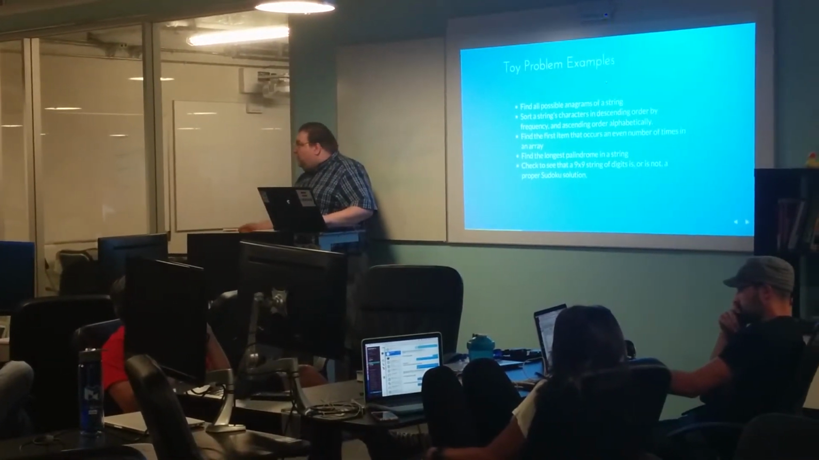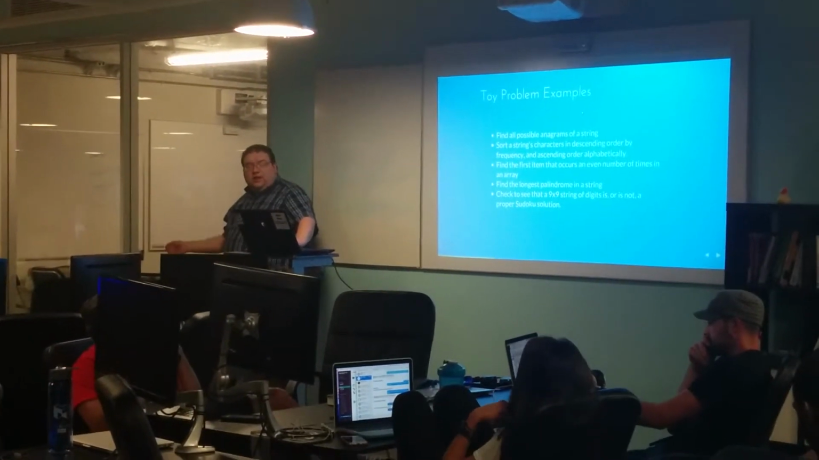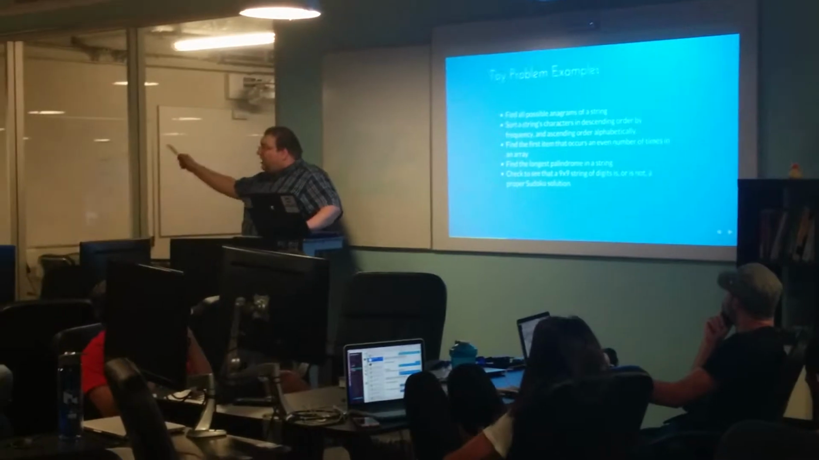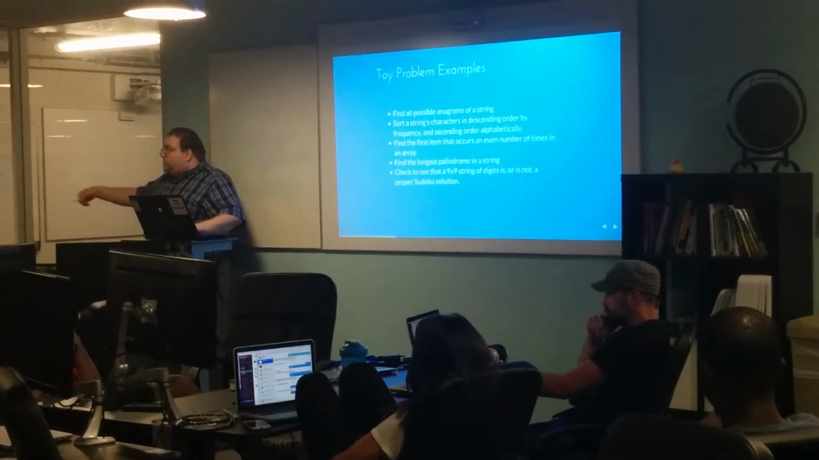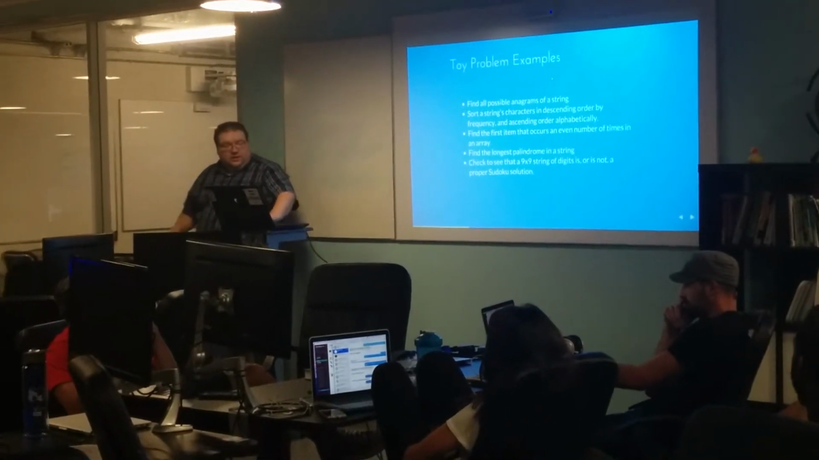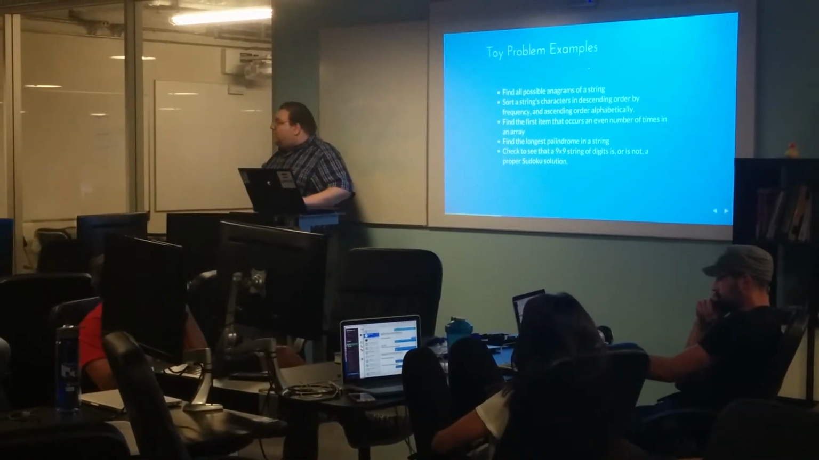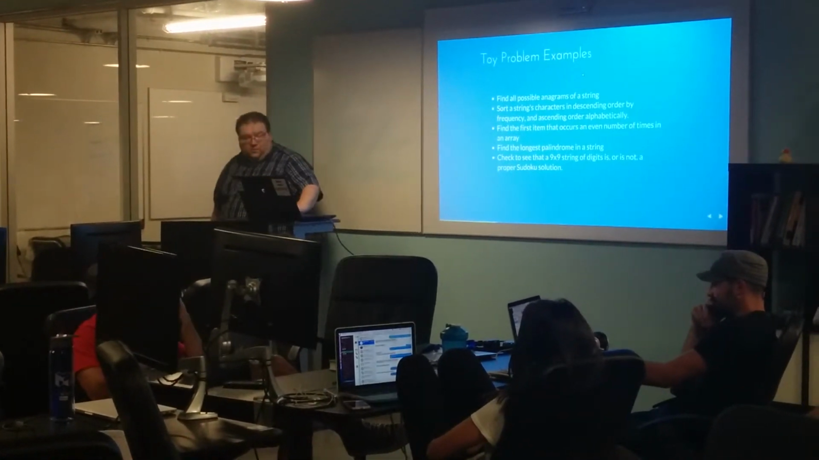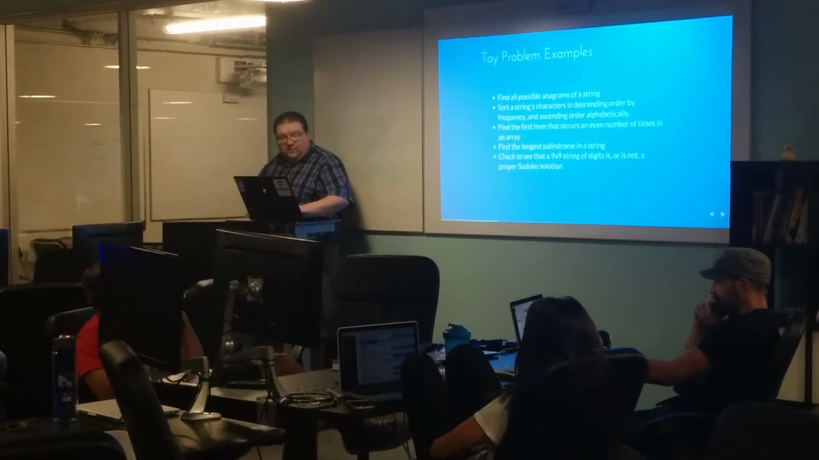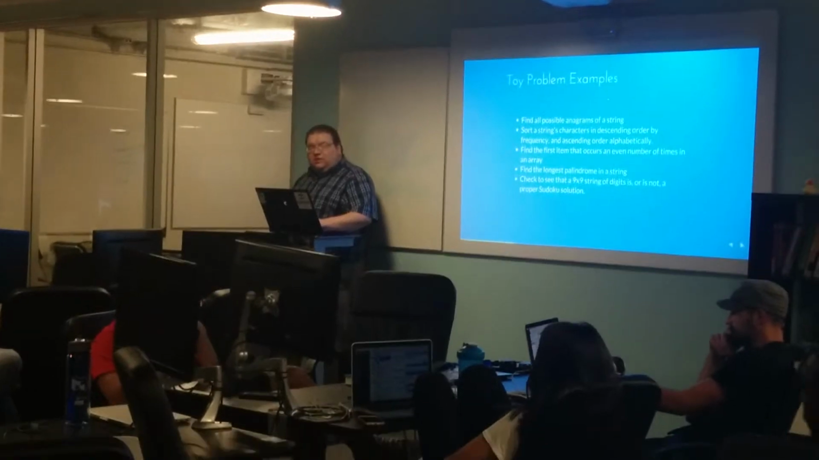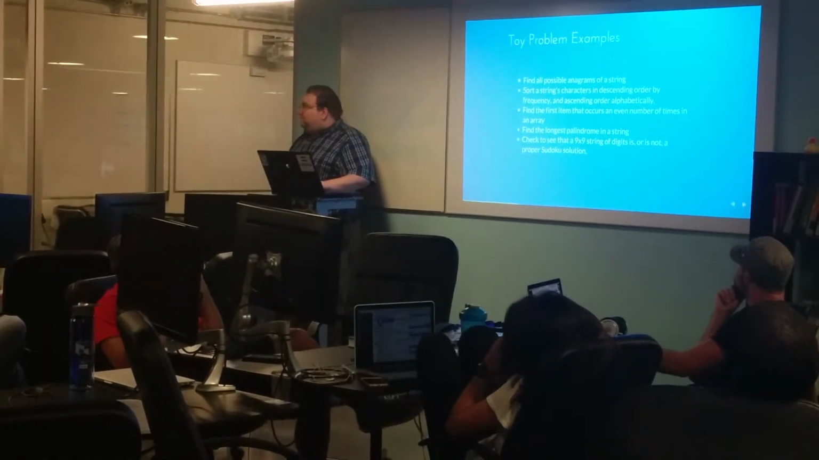So here's some toy problem examples. You could find all possible anagrams of a string. You can sort a string's characters in descending order by frequency, ascending order alphabetically. Find the first item that occurs an even number of times in an array. Longest palindrome in a string. That was a fun one. I put in the entire Weird Al Yankovic song Bob in there. So it turns out Rats Live On No Evil Star is the longest palindrome in Bob, the song by Weird Al Yankovic. Check to see that a 9x9 string of digits is or is not a proper Sudoku solution. Challenging, but it's doable.